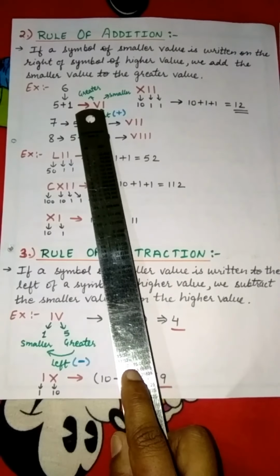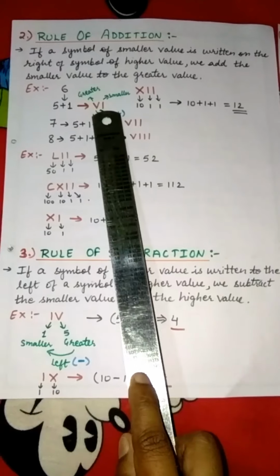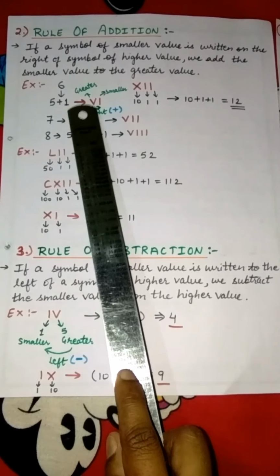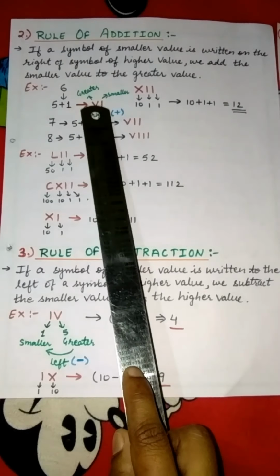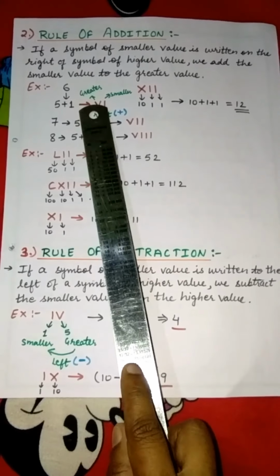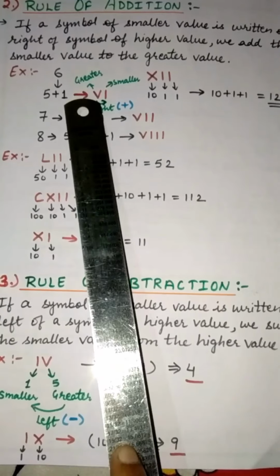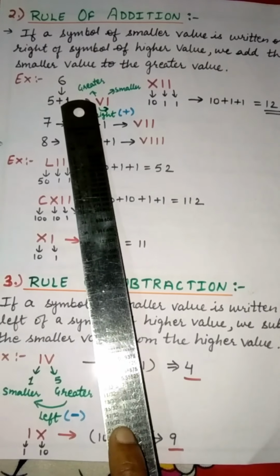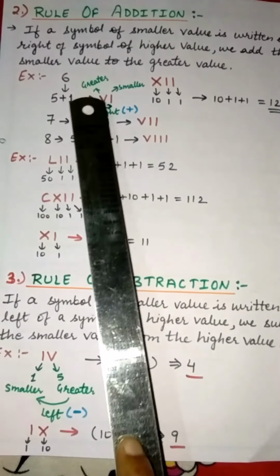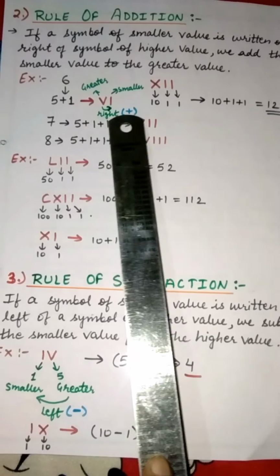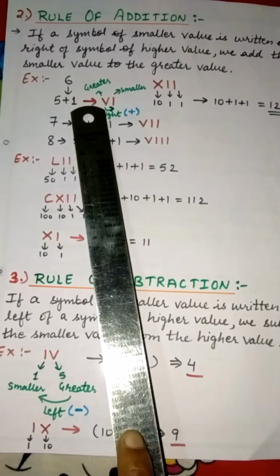So 5 plus 1 will become 6. So this is the symbol of 6. If the smaller value is on the right of greater value, then we will add that value to the greater value. So this rule, just understand it very clearly, that if the greater value is written and a smaller value is written on the right of greater value, we will add the smaller value to the greater value.